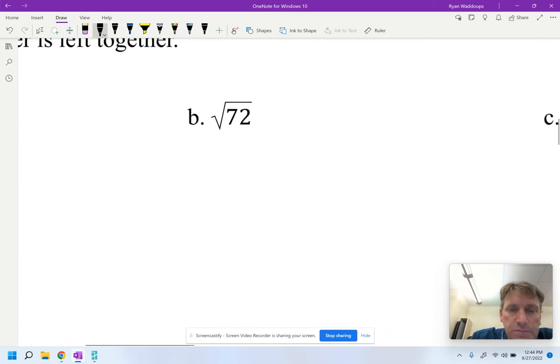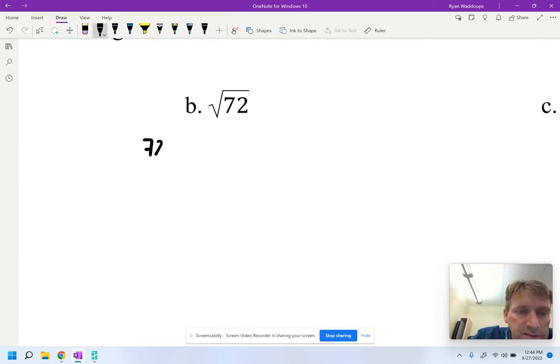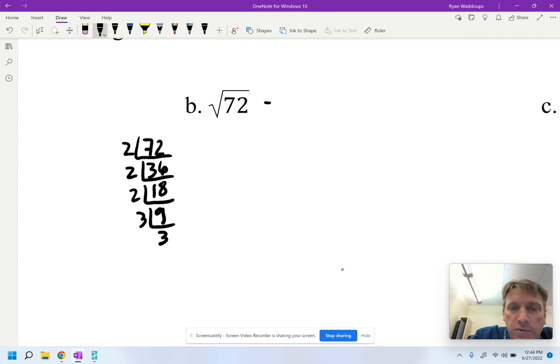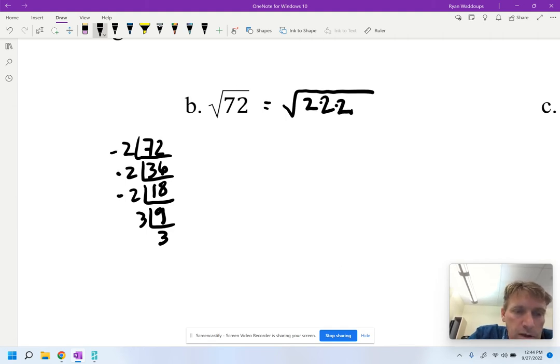All right, with 72, I'm going to go off here to the side, and I take 2 goes into 72 36 times, and 2 goes into 36 18 times, 2 goes into 18 9 times, and 3 goes into itself 3 times. And so I can rewrite the square root of 72 as the square root of 2 times 2 times 2 times 3 times 3.